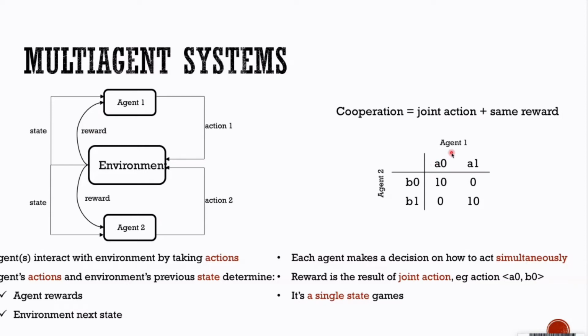So, for example, in this case, if agent one chooses A1 and agent two chooses B0, then the reward will be zero for both of them. Which means that now the agent does not fully control the reward it is going to get from the environment. And one more thing is that this paper is focusing on the single state game, which means that there is only one state in the system.